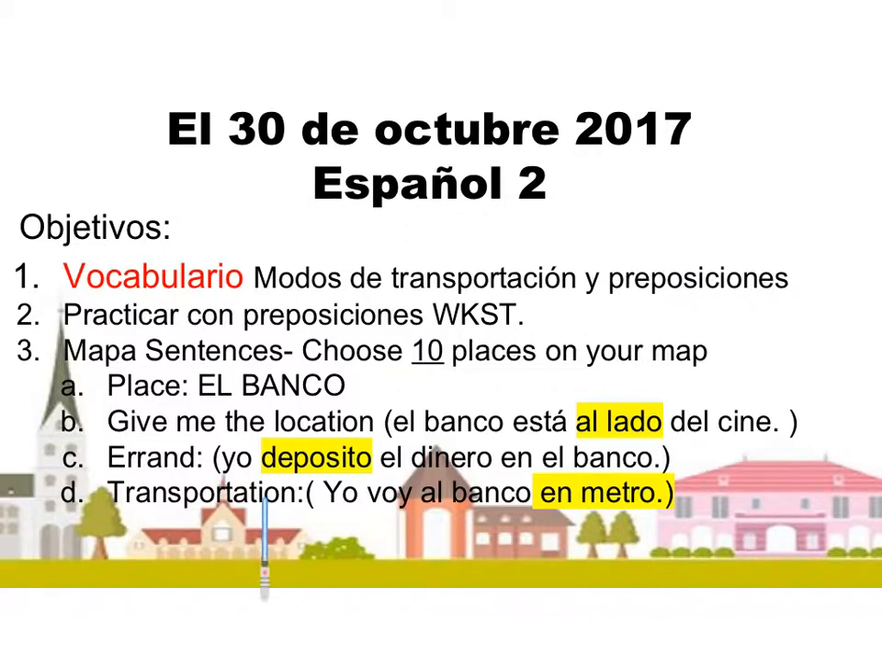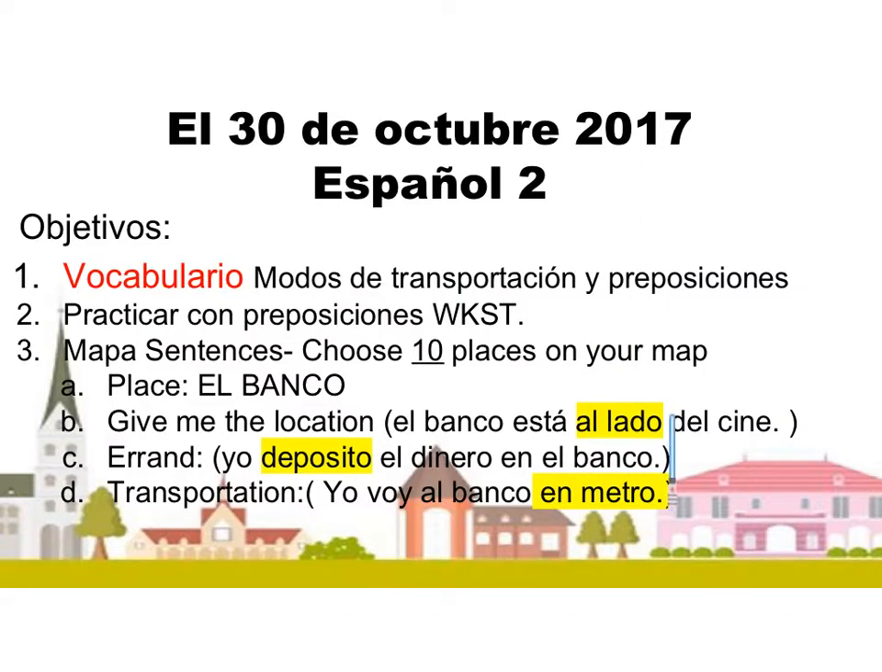And then the last thing is to tell me, how did you get to the bank? So it will look like el banco está al lado del cine. Yo deposito el dinero en el banco. Voy al banco en metro. So you can do a couple of things. You can write it in 4 separate lines and do a couple of columns and get everything on one page. Or you can just go el banco and then write until the end. If you can get all the information on one line, that's fine.